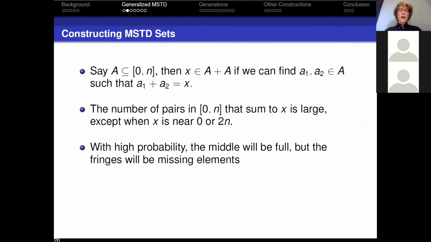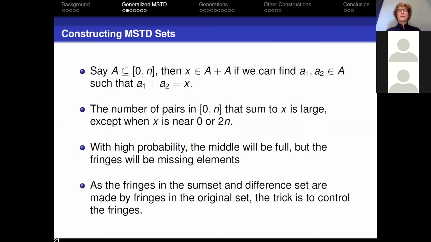So this means that with high probability, the middle of the set is going to be full. On the other hand, the fringes, which are the areas near 0 and 2n, are going to be where we get missing elements. And these are what we want to control if we want to find sets where the sum set is larger than the difference set. We want to control how many elements are missing from the sum set and the difference set by controlling what the fringes are in the original set.